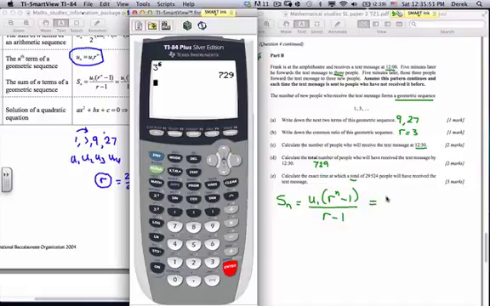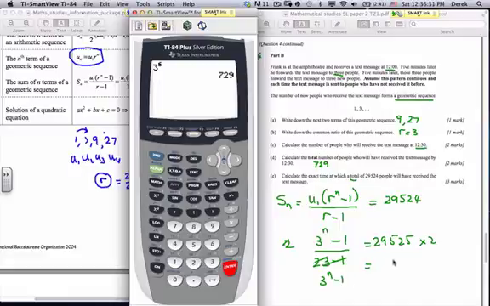So this is equal to 29,524. We've got U1 is 1, we've got R was 3. We're looking for our n, the number of times that it is going to be sent out. 3 to the n minus 1 over 3 minus 1 is equal to 29,524. 3 minus 1 obviously is equal to 2. So I multiply both sides by 2. That cancels that out. And I get 3 to the n minus 1 equals a total of 59,048.